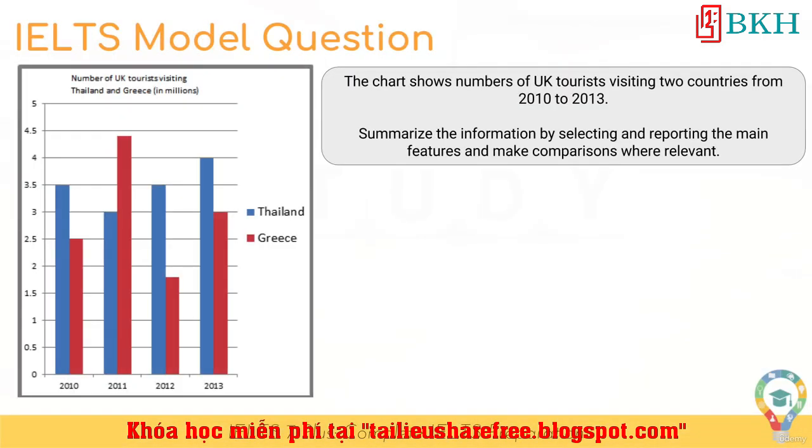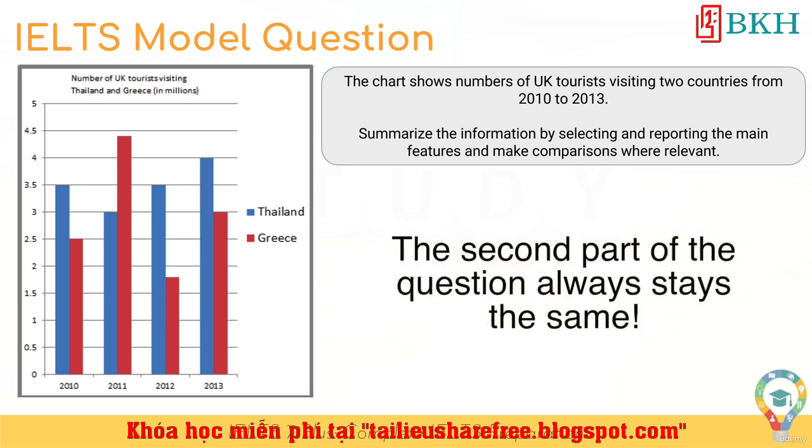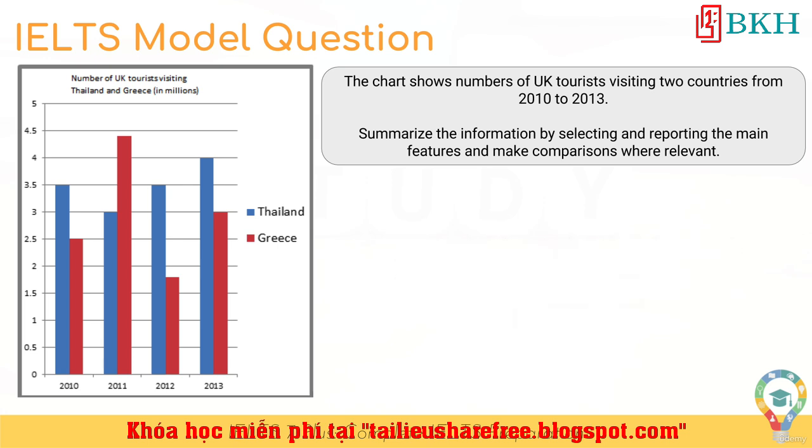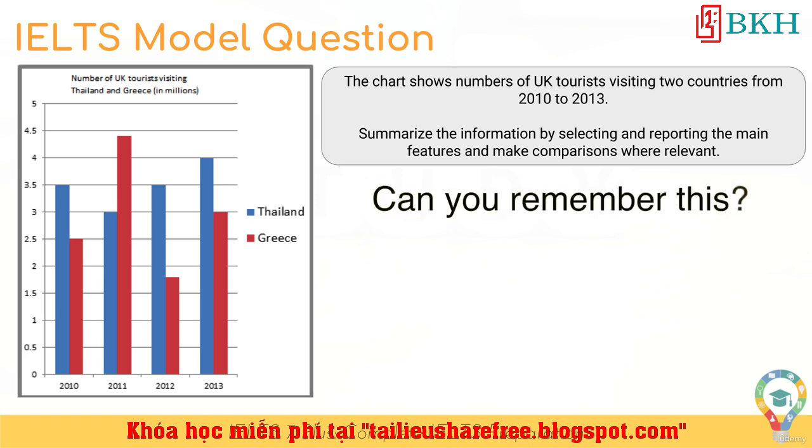The chart shows numbers of UK tourists visiting 2 countries from 2010 to 2013. Summarise the information by selecting and reporting the main features and make comparisons where relevant. We've seen our bar chart and we have our question. Now the first thing that I and you should do is to make a short plan.